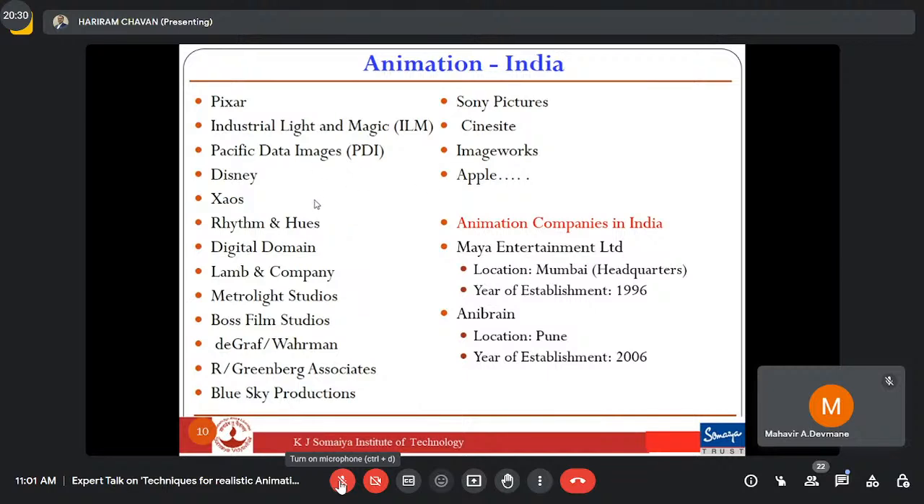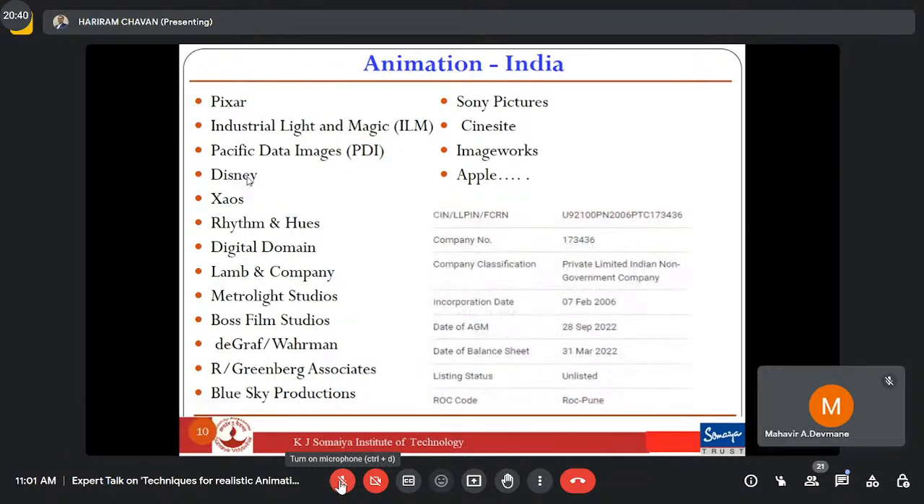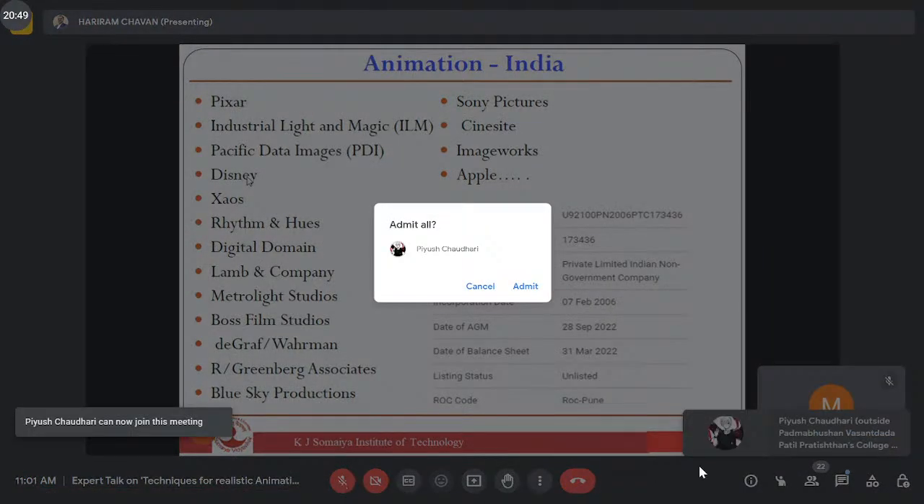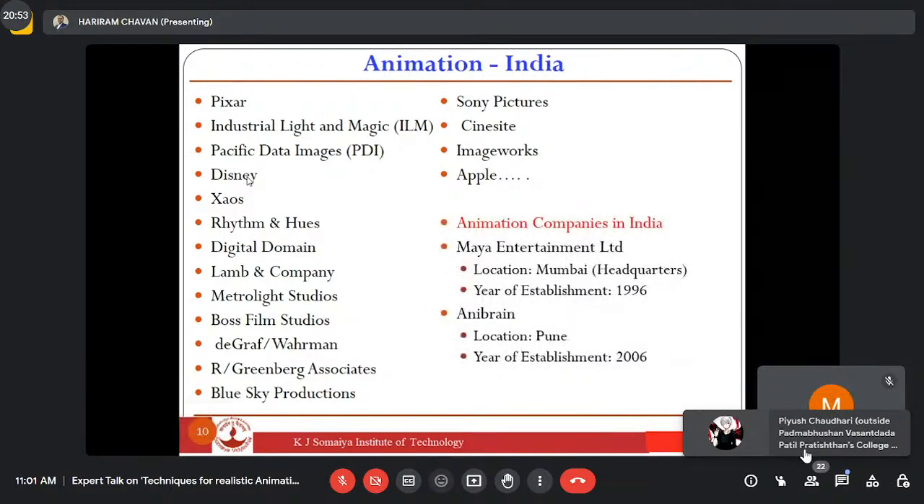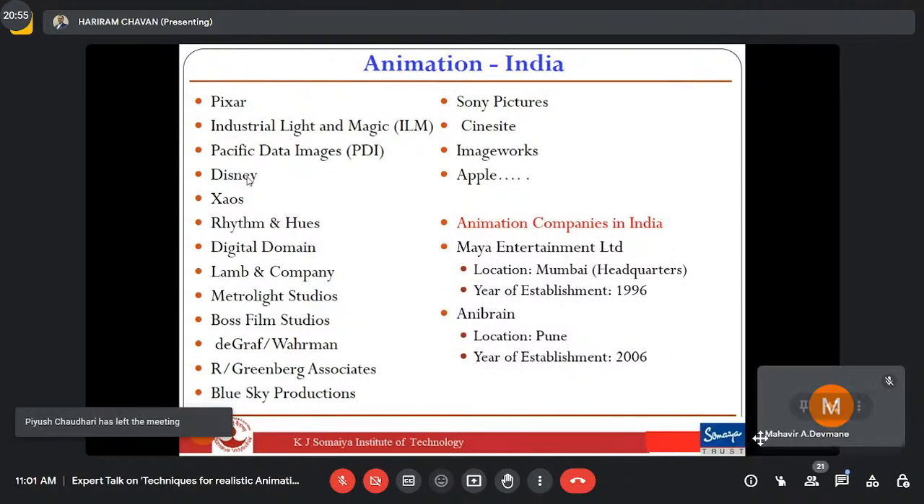Three out of four directors are not Indian, especially for Anibrain. And the statistics say it is approximately a 100 crore company. But I'm not going into detail on this, because I think these statistics talk about Anibrain and how much competition there is and how they are surviving.